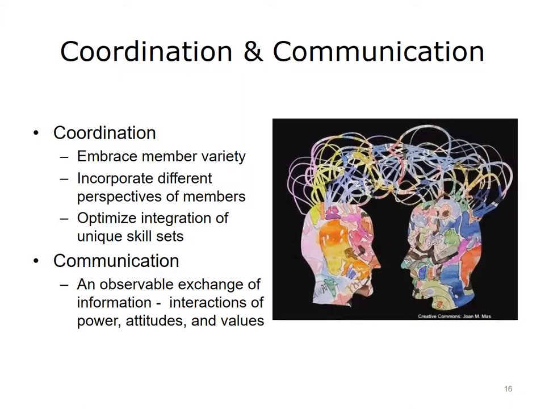Team coordination is a very important process and relates closely to team diversity and appreciation that we discussed earlier. A coordinated team is one that embraces diversity while finding an effective and efficient way to incorporate diversity of thinking. Optimizing integration of unique skill sets is another process used by successful teams. Communication processes used by successful teams result in an observable exchange of information, visible interactions of power, and an open and trusting discussion of attitudes and values.